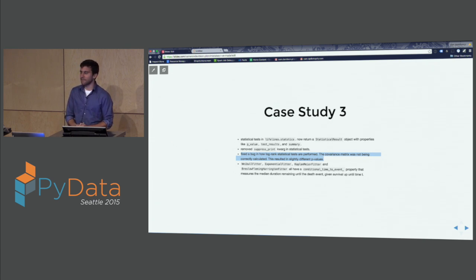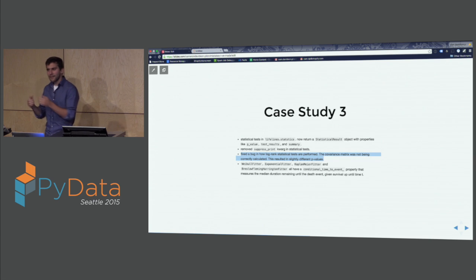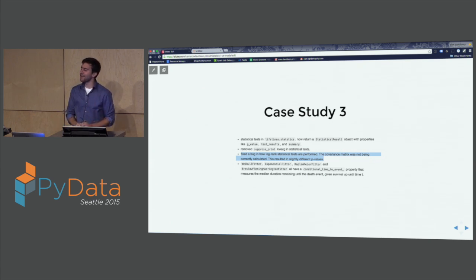I got an email one day from an individual using Lifelines, and he very sheepishly, beating around the bush, said, I compared this versus R, and I looked at your package, and I think there's an error. I dug in a little deeper, and it was true. There was actually an error inside my implementation. The p-values weren't far off, but they were off enough.